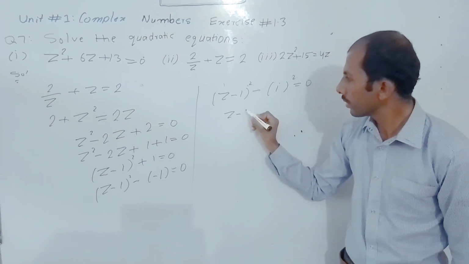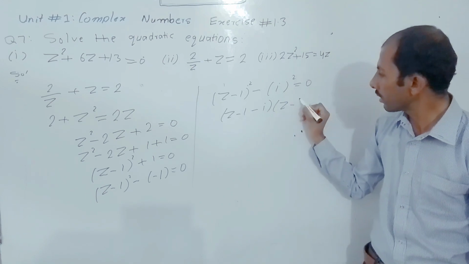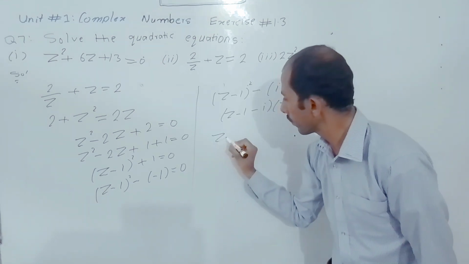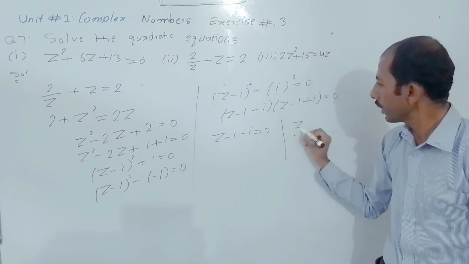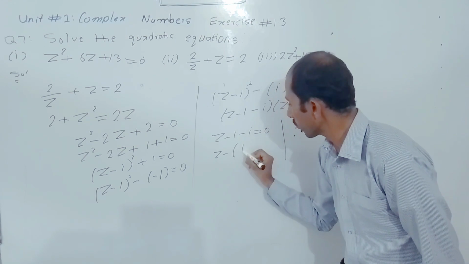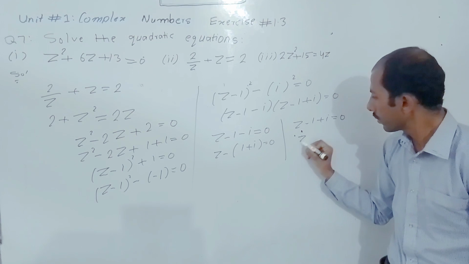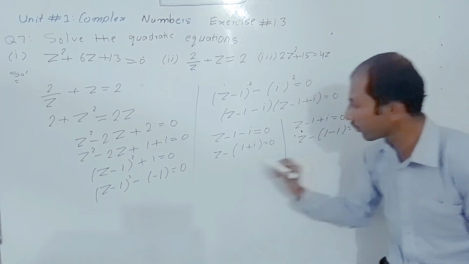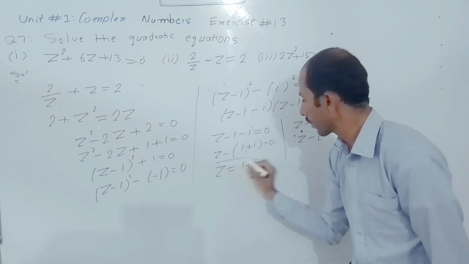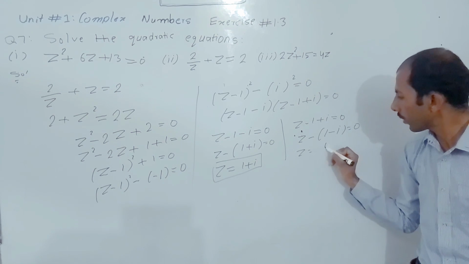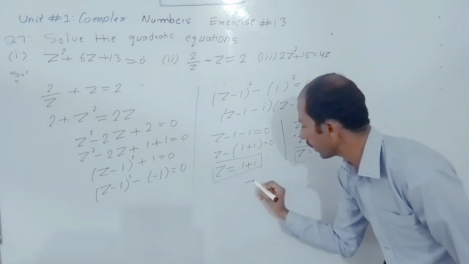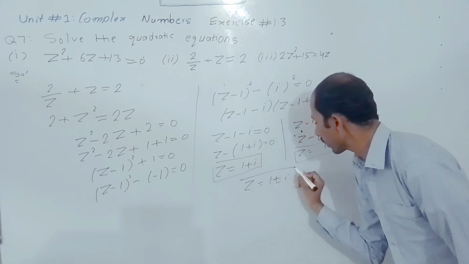So (z minus 1 minus iota) into (z minus 1 plus iota) equal to 0. So next, z minus 1 minus iota equal to 0, z minus 1 plus iota equal to 0. So next, z is equal to 1 plus iota, z is equal to 1 minus iota. Can also be written in the form of z is equal to 1 plus minus iota, which is the required solution.